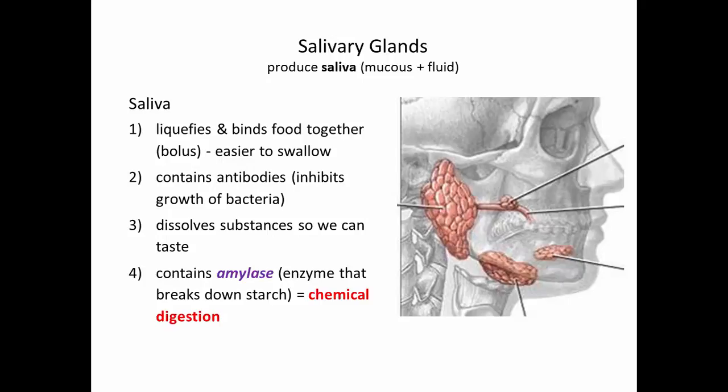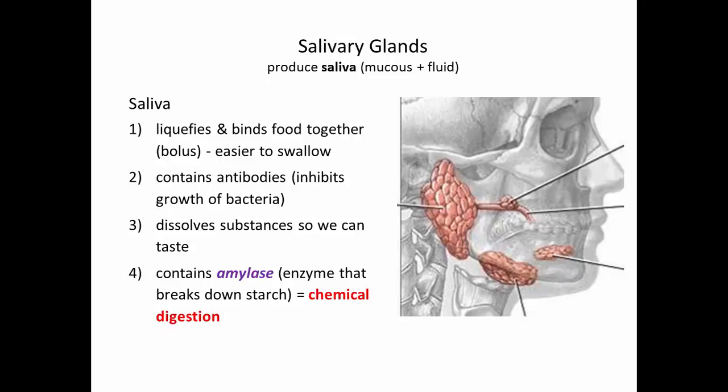So first of all, we can't swallow without saliva. It makes food liquidy, and it binds the food together in what we call a bolus that allows us to swallow it. We can't swallow it if it's all in little tiny pieces. Saliva also contains antibodies, which inhibit the growth of bacteria, so that helps keep our teeth clean, as we talked about before. It dissolves substances, so that's how our taste buds work: when there are chemicals dissolved in saliva, we can taste.